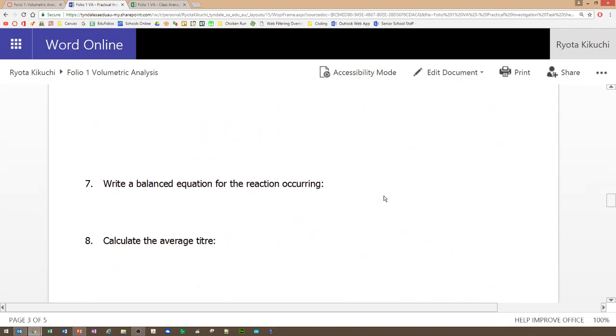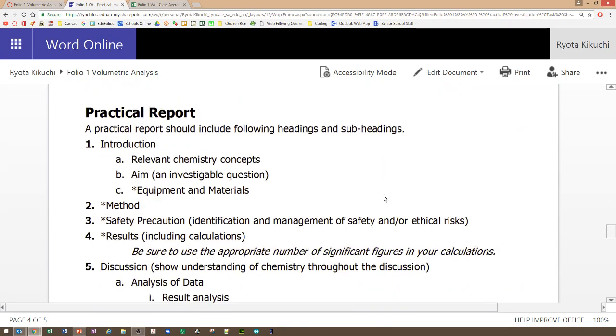Just going down to after here, the practical report part. On page 4, you can find this practical report part.